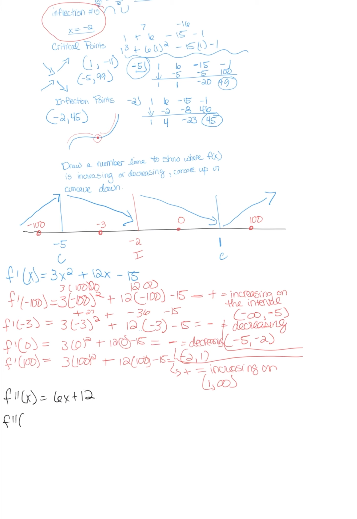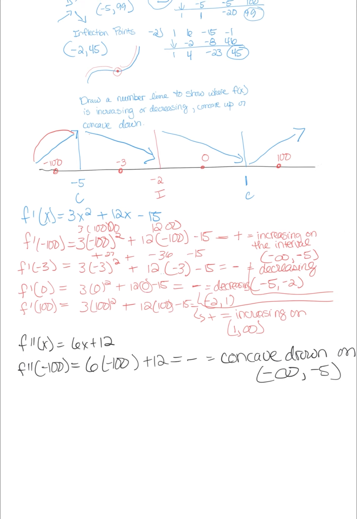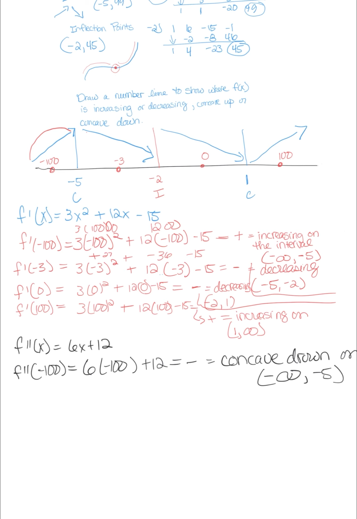So we're going to have f prime prime of -100 equals 6 times -100 plus 12. So this is a really big negative number, and that means that we are concave down. We are frowning from -infinity to -5. So what does that look like? Well, we are concave down. We'll put that on our number line, and it'll make more sense when we start to put everything together.